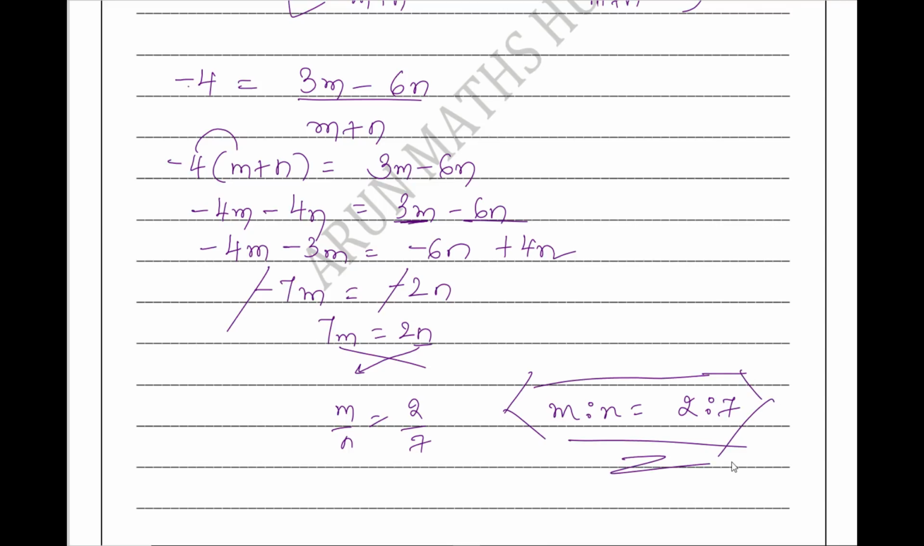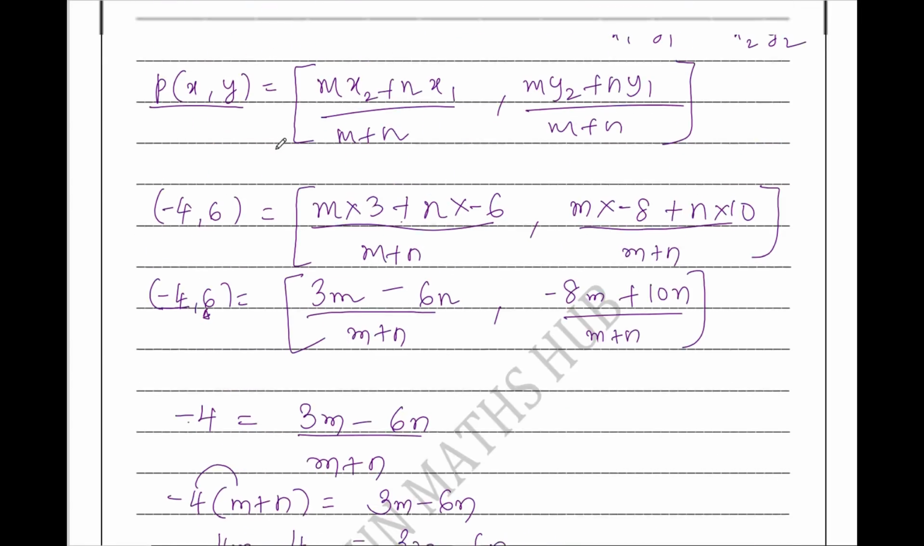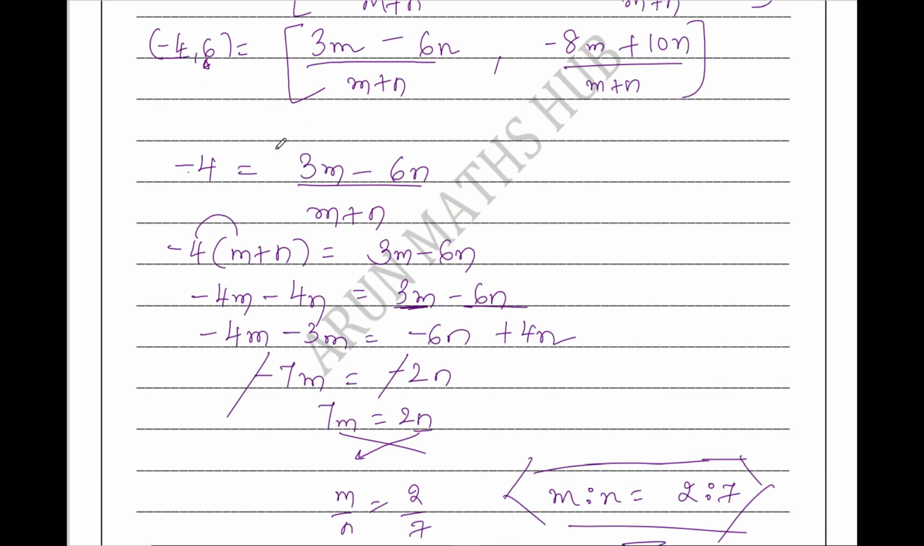In the same way, you can solve one more practice question. In what ratio does the point minus 1 comma 6 divide the line segment joining the points A of minus 3 comma 10 and B of 6 comma 8? Here also you need to find the ratio. Equate either the x coordinates or the y coordinates on the LHS and RHS to find the ratio. Very simple question. It can be asked for 3 marks.